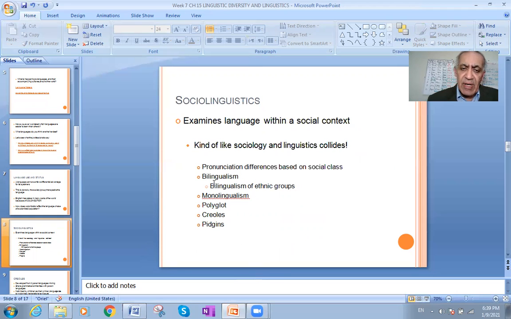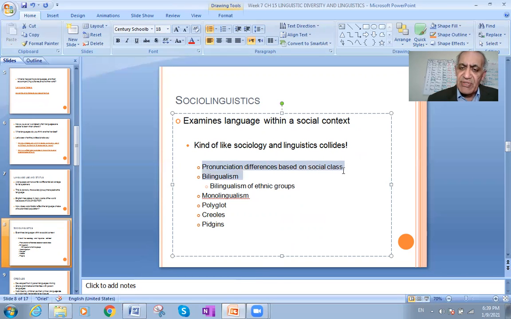Let's go to pronunciation differences based on social class. Bilingualism, bilingualism of ethnic groups, monolingualism and polyglot, and creoles and pidgins.